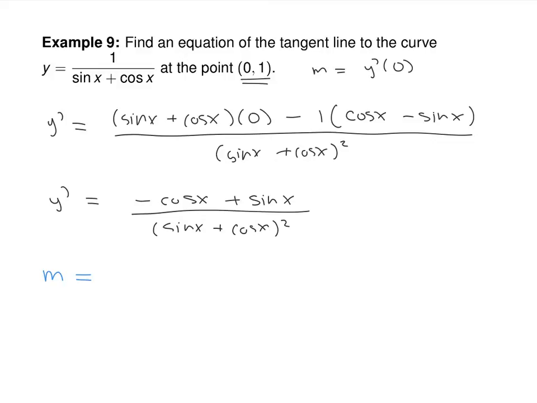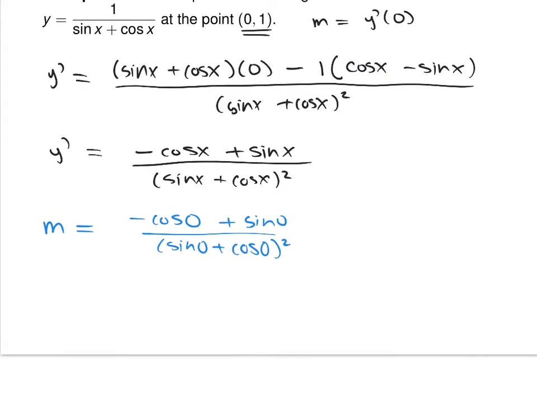So to find the slope, what do you plug in for x? 0. So you got negative cosine 0 plus sine 0 over sine 0 plus cosine 0, squared. One of these is 1, one of these is 0. Which one's 1? Cosine. So you got negative 1 plus 0 over 0 plus 1 squared. I think that's just negative 1.